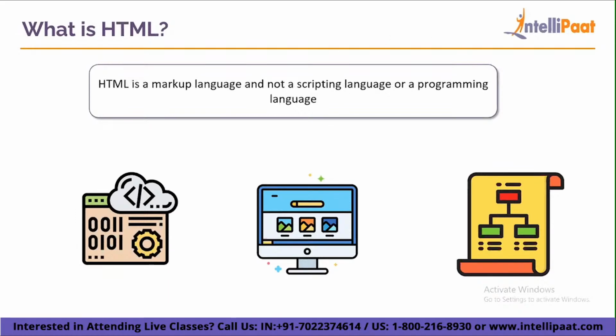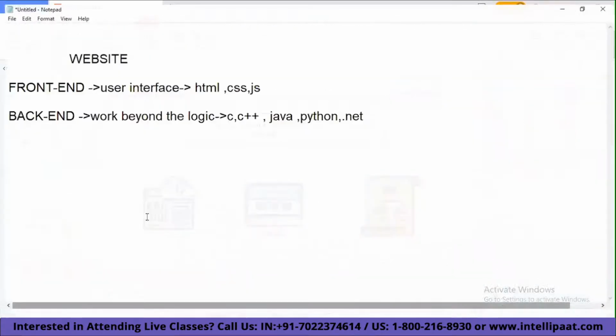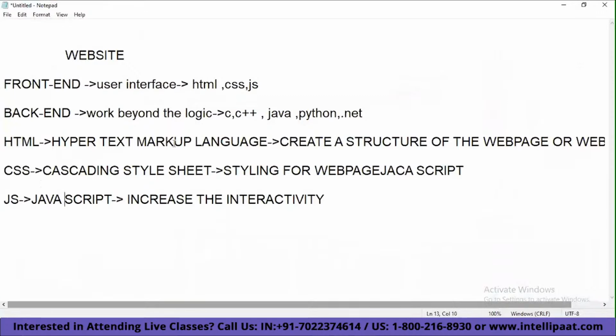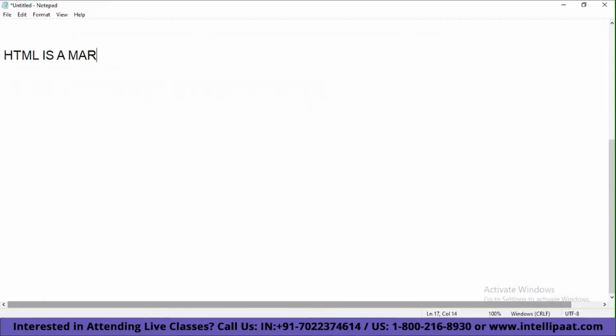They'll say HTML is a markup language. It is not a scripting language, nor is it a programming language. Why do they say this? We call HTML a markup language because we will be using a set of symbols to define your HTML tags. That's the reason we call it a markup language.